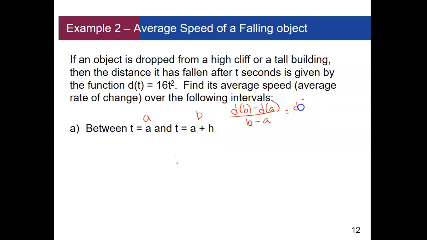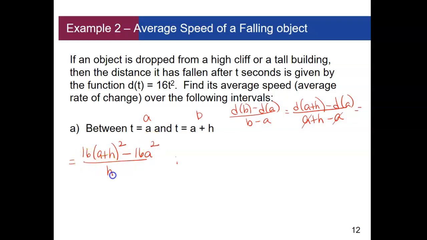So I'm going to have D of A plus H minus D of A divided by A plus H minus A. And you may already see that our A's are going to cancel here and just leave us with an H in the denominator. So I'm going to evaluate the distance formula at A plus H. So that gives me 16 times A plus H squared. And then I'm going to come over here and evaluate the distance formula at just A. So it'll be minus 16A squared. And then we already said the denominator simplifies to be H.